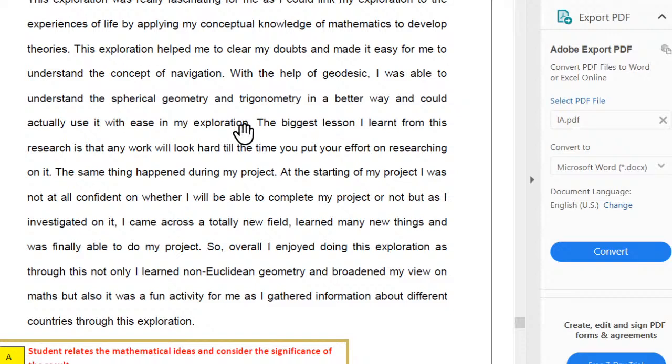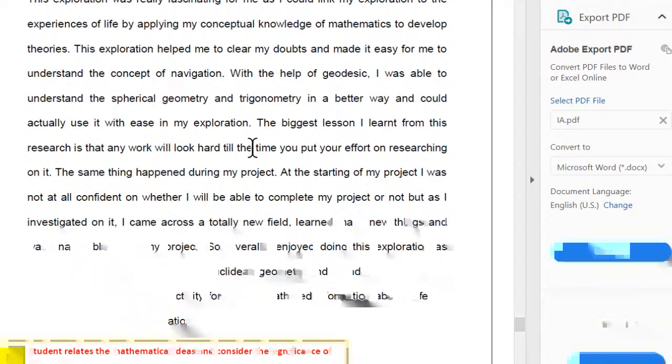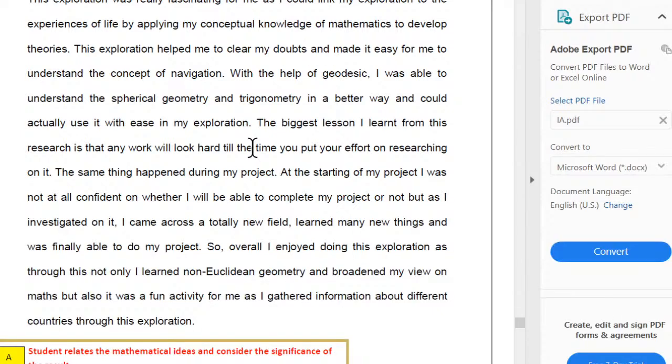The help of geodesics to understand the spherical geometry and trigonometry in a better way, and could actually use it. From reading it, it does give an idea that the student has a good grasp of most of the math. The Haversine wasn't very well explained, but with some of the easier mathematics, there's definitely some demonstration of knowledge and comprehension.